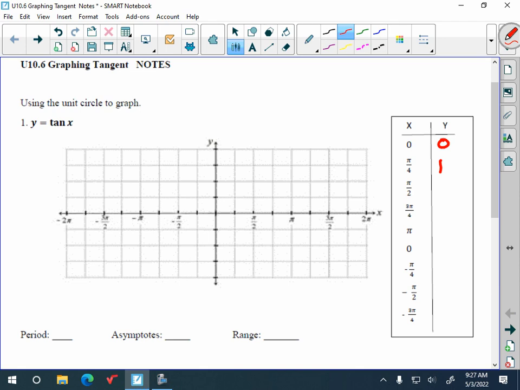Pi over 2, okay, that's at 90 degrees. The ordered pair is (0, 1). And so if we do y divided by x, 1 divided by 0, that's undefined. All right, undefined, there is no value.